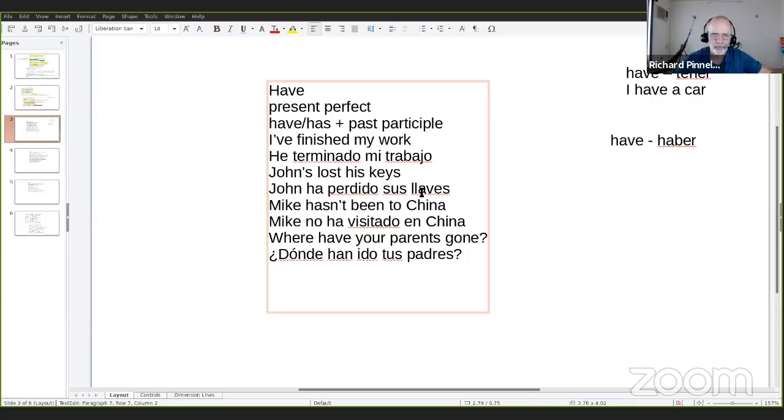Mike hasn't been to China. Tal vez es mejor decir aquí, Mike has never been to China. Eso es mejor porque da énfasis que estamos hablando de la vida de Mike desde nace hasta ahora. Mike has never been to China. Y también podemos poner la contracción aquí. Mike's never been to China. Where have your parents gone? Okay, let's just practice the pronunciation of this then, Raul.